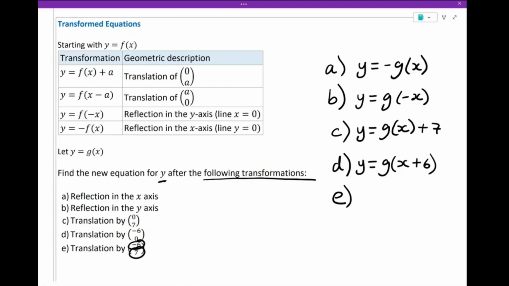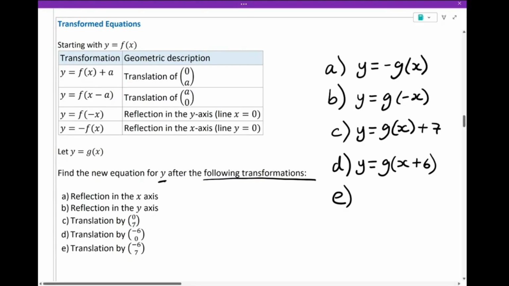So it doesn't perfectly match with either of the top two rows in my table. However, we can combine the top two rows in my table together to get a translation where both the horizontal and vertical component are non-zero numbers. And actually part E is essentially just a combination of part C and part D.